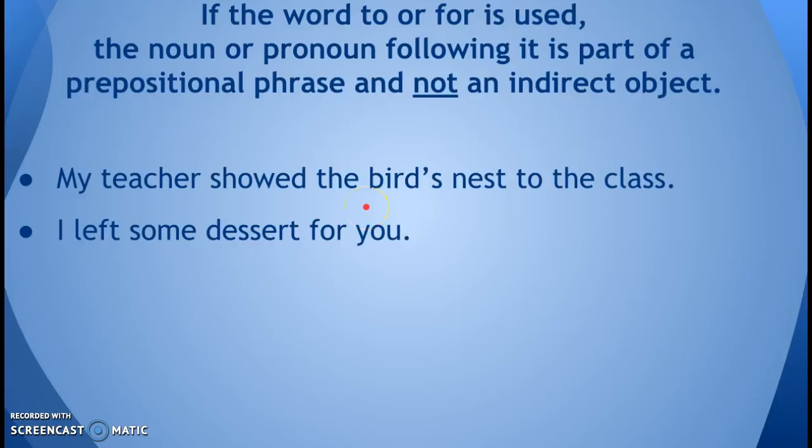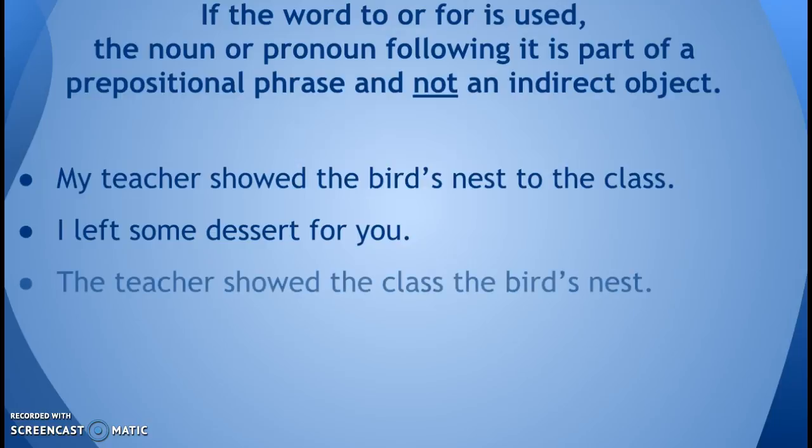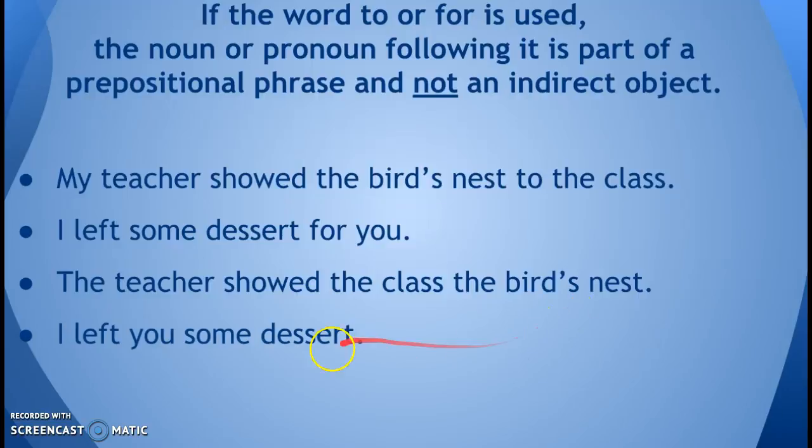So what would that look like if we wrote these sentences and made those prepositional phrases indirect objects? Well, the teacher showed the class the bird's nest. Again, the teacher showed what? The nest is still our direct object. To whom did she show it? The class. But she didn't have to say to the class like we had up here in sentence number 1. We just said showed the class. So often you insert the indirect object between the verb and the direct object without a preposition. I left you some dessert. I left what? I left dessert. For whom? For you.